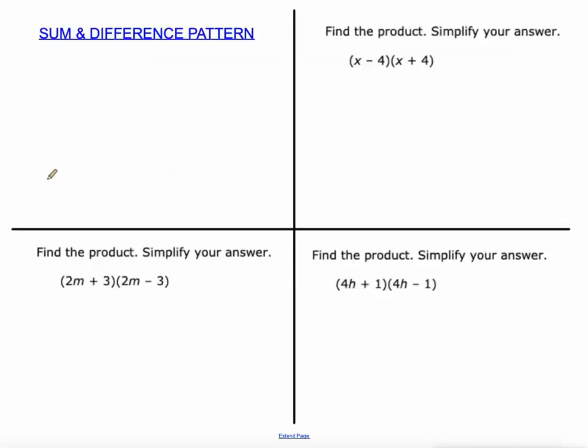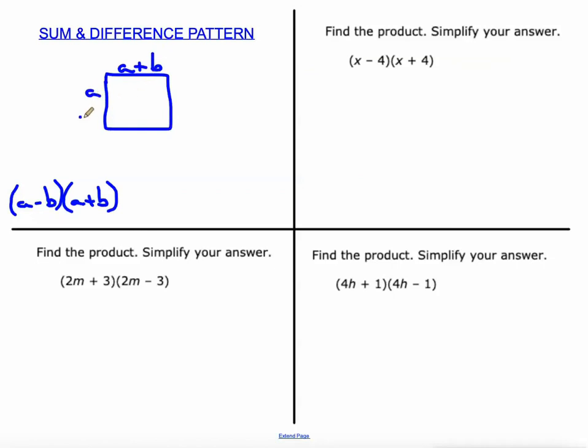And now we'll look at the sum and difference pattern. So the sum and difference pattern is when you have this, a minus b times a plus b. So let's draw that. Let's do it with a rectangle diagram, and we'll see what happens. A plus b here, it really doesn't matter what order we do it in, and a minus b right here.